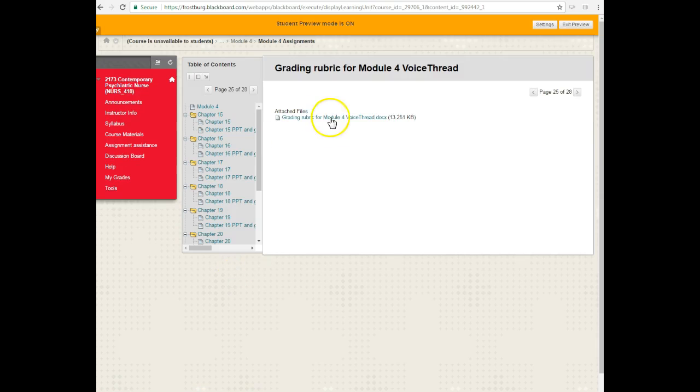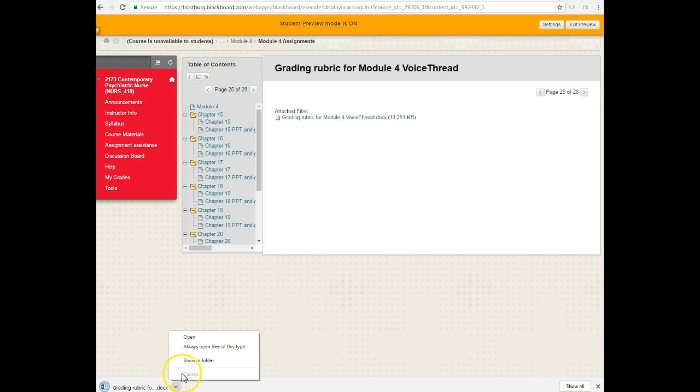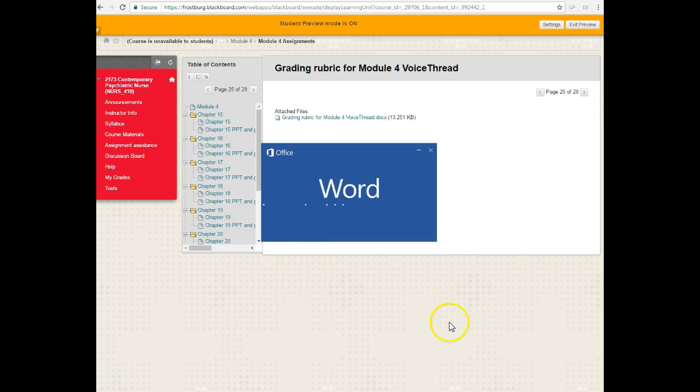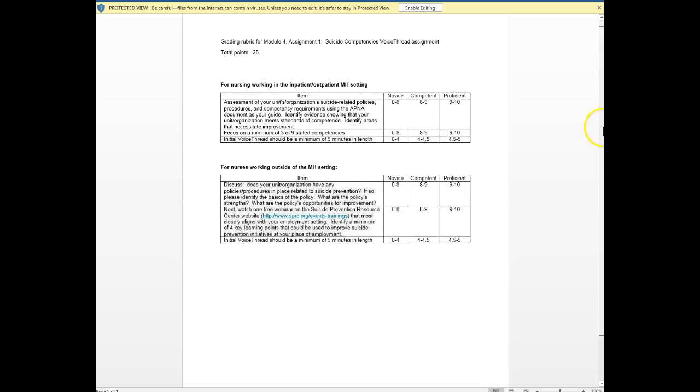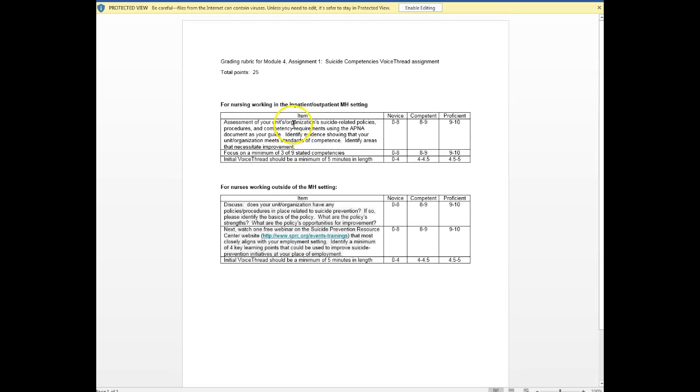Here is the grading rubric for the VoiceThread assignment. Okay, and you will see that I have the rubric broken into 2 sections. So for nurses working in the inpatient or outpatient mental health setting, you have your own rubric here. And then for nurses in that third option that are not currently working in the mental health setting, I have the rubric here. Because the instructions really are different depending on your practice setting.